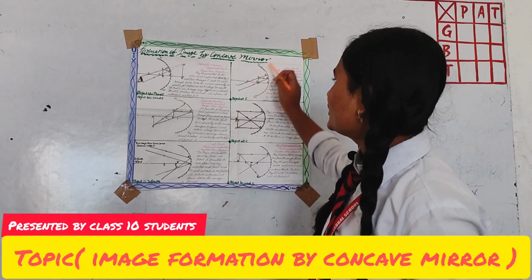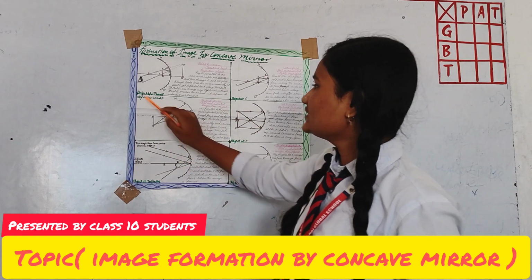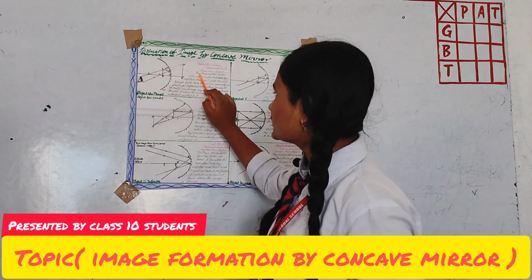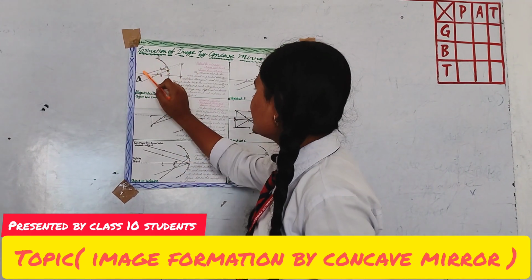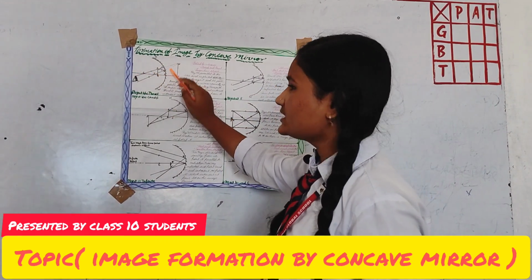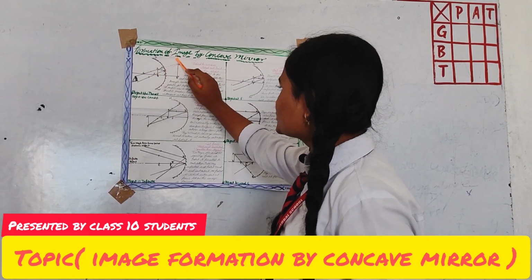Formation of the image by the concave mirror. So the first case is when the object is placed between the pole and focus. The first ray of light, which is AD, parallel to the principal axis, reflects at point D and it passes through the focus.